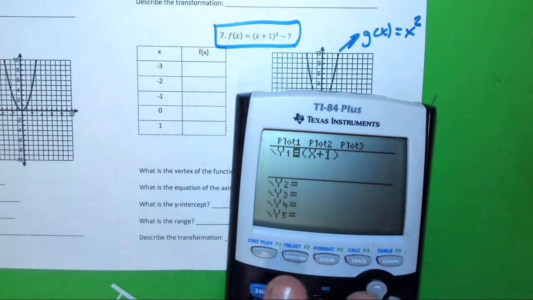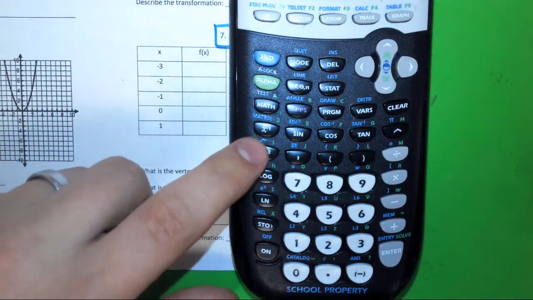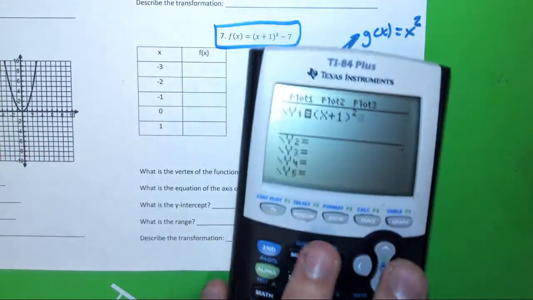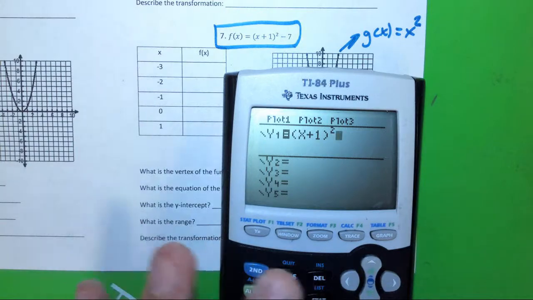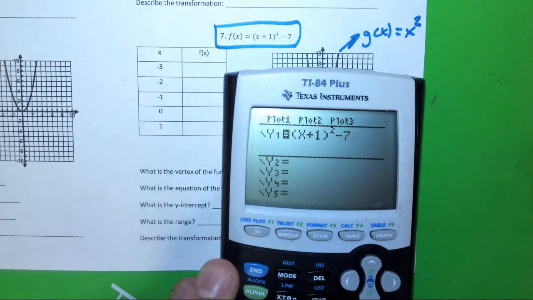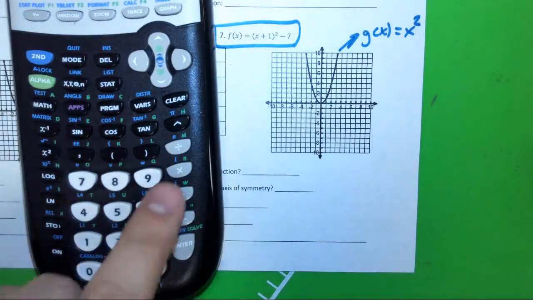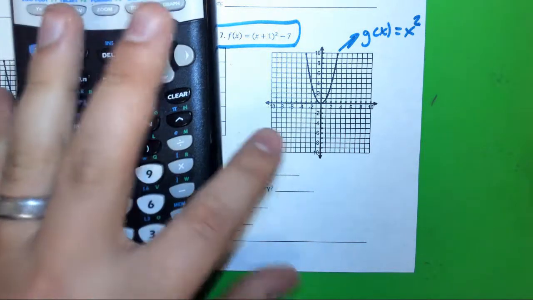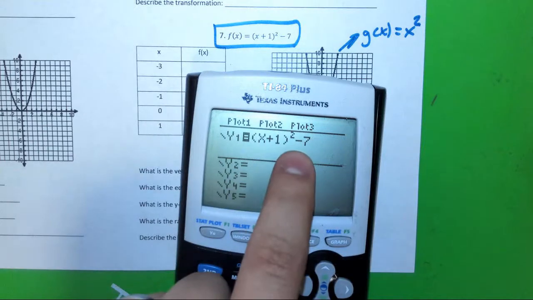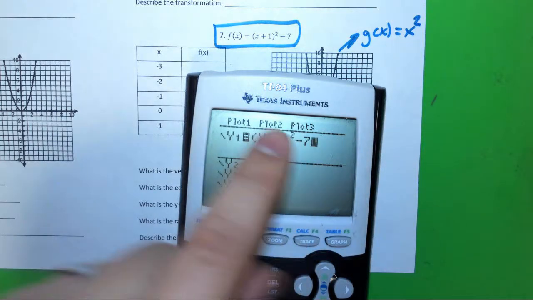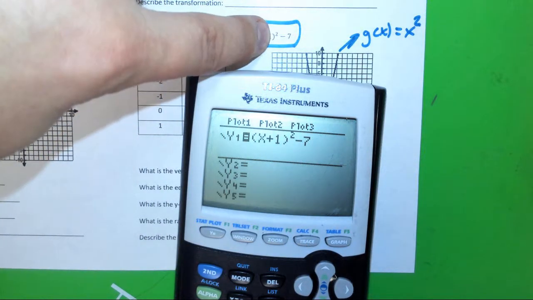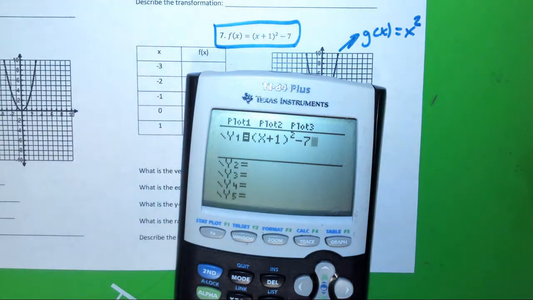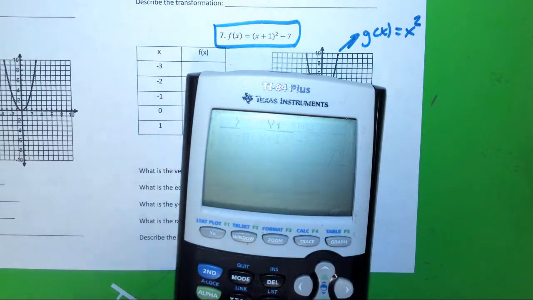Here's our square button. We square that, and then we say minus 7. We chose minus for the 7 because it's separating two things, not negative 7. We'll get something completely different if we make it negative. Minus is the longer key, so that's how you can tell you have the right one. So parentheses x plus 1, end parentheses squared, minus 7. That's what we want.